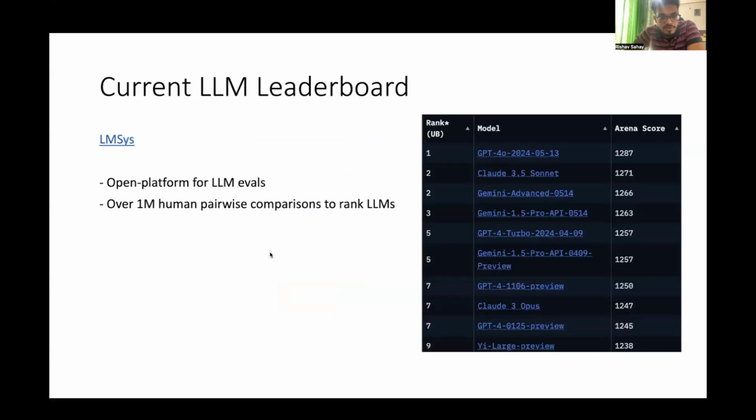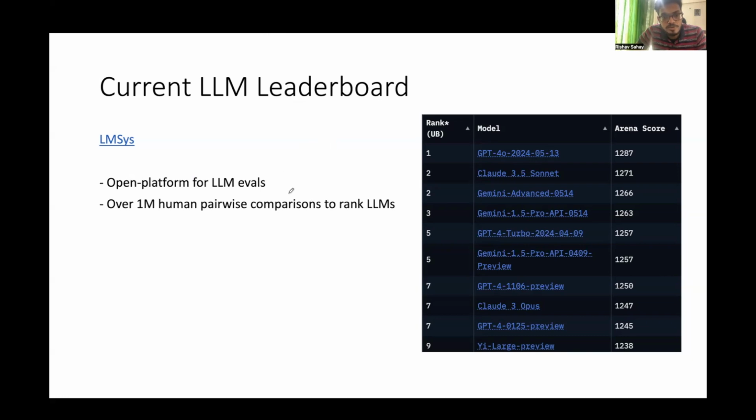Okay, so now we have looked into the multimodal architecture. Now we're coming to the end of the session. Here we'll look at the current LLM leaderboard. This is the leaderboard provided by LMSys Chatbot Arena, which is an open platform for LLM evals. It uses over 1 billion human pairwise comparisons to rank LLMs. Currently, GPT-4o is at the top with Claude 3.5 second, and then Gemini Advanced, Gemini 1.5 Pro, GPT-4 Turbo, and the rest of the models.